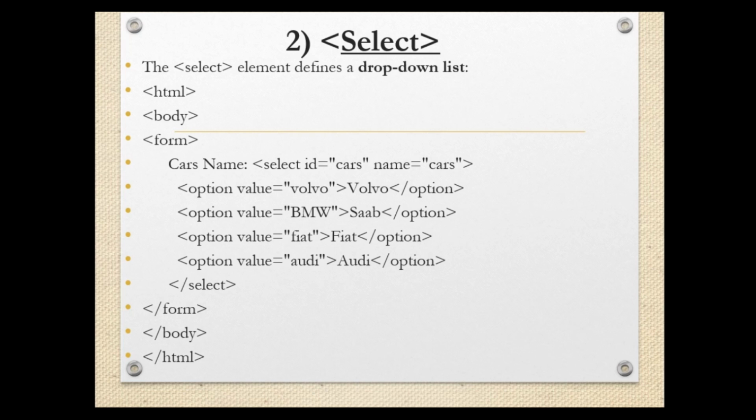As you can see in the form tag, I have taken label car name, select id equal to car, name equal to car. Under this I have given options of car, like option value equal to Volvo, option value equal to BMW, option value equal to Fiat, option value equal to Audi. Closing of my select tag, closing of my form tag, and then we are closing our body and html tag. So basically the select tag will give you a drop down list, and these options will be Volvo, BMW, Fiat, and Audi. It will give you 4 options under your select tag.